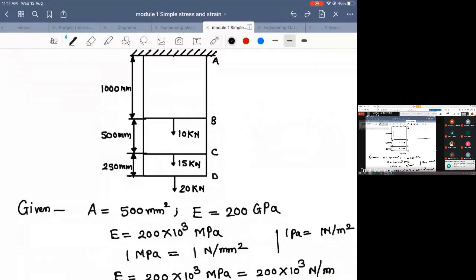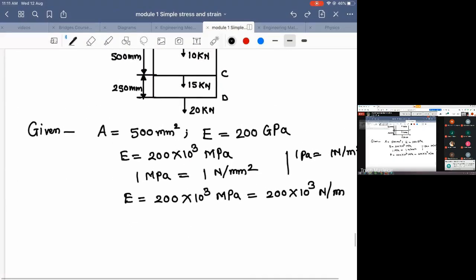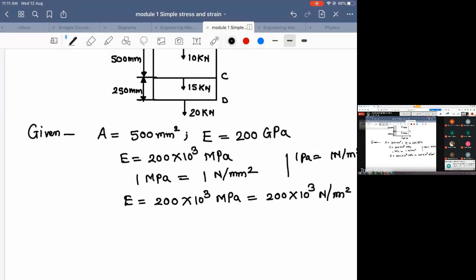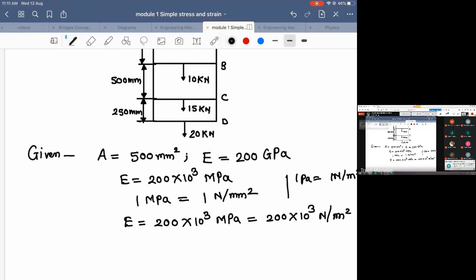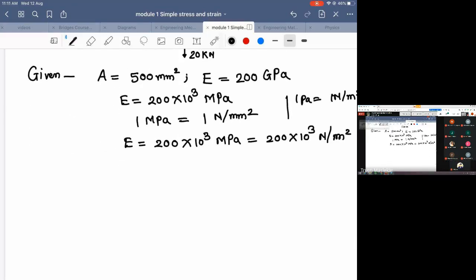So what will I do now? I will directly go to step 2: draw the free body diagram. I will write it as the first step. Draw the free body diagram, FBD.